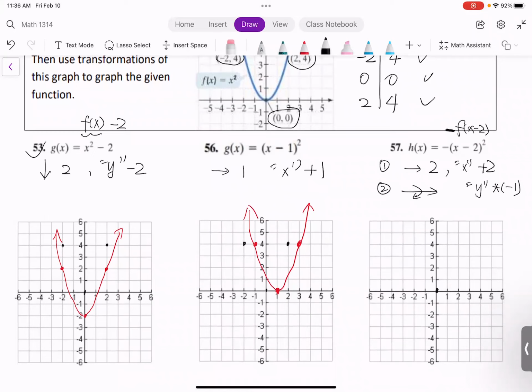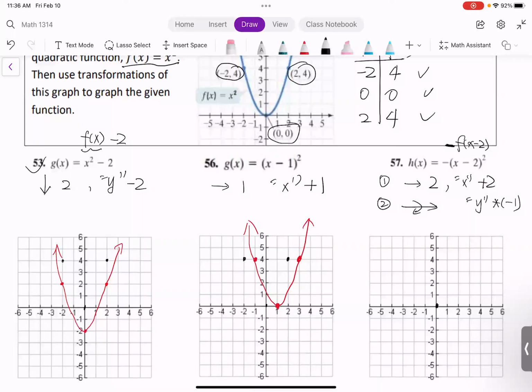Let's plot the old key points on the graph. They are -2, 4, 0, 0, 2, 4. And for the transformation, let's do the first step first. Move to the right 2 units. Let's use blue. Okay, right. Move to the right 2 units. Here, here, and here.